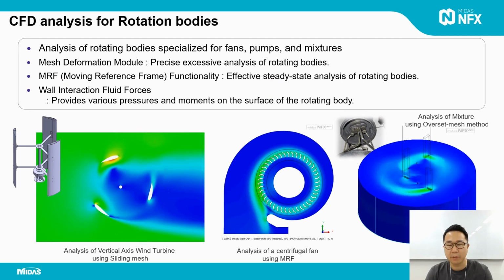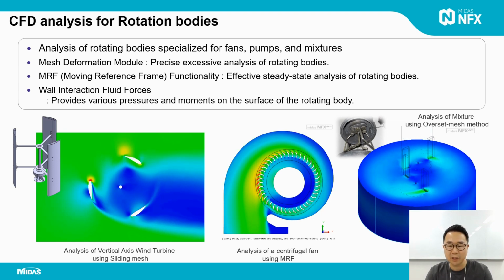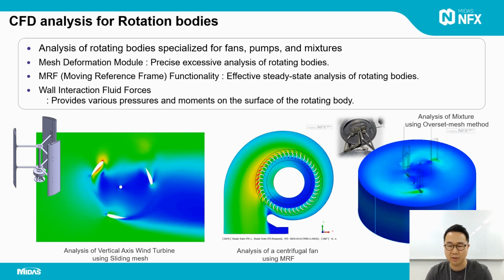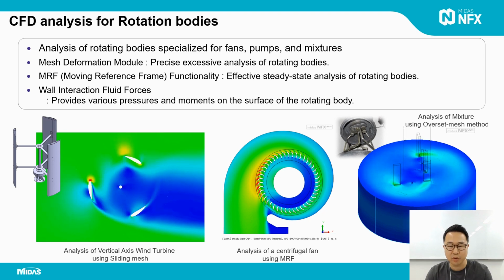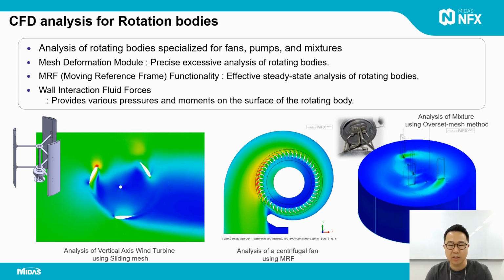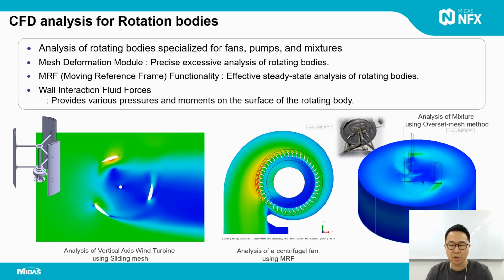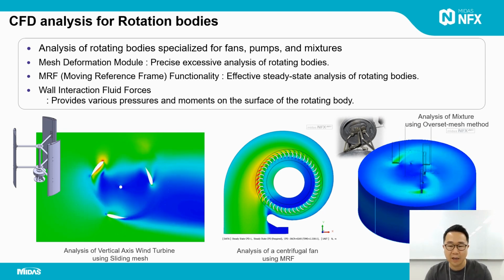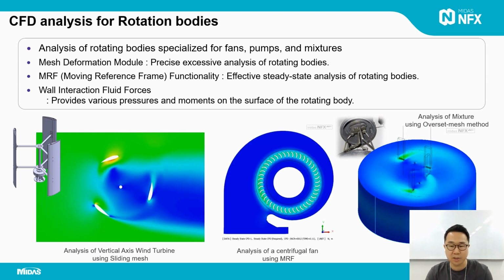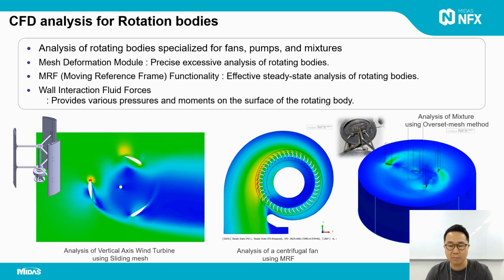NFX safety offers various analysis techniques for simulating rotating objects. As seen in the left figure, using sliding mesh allows for the consideration of the structure's rotation, enabling simulation under real conditions. Conversely, the MRF picture can be used to simulate the effect of rotation without the actual structure rotating by applying a rotational velocity state. Additionally, for cases where another structure within a rotating structure, such as a mixer, is also rotating, analysis can be performed using the overset mesh technique.